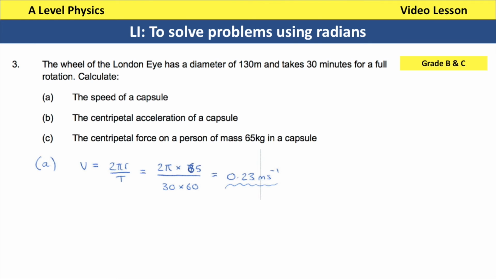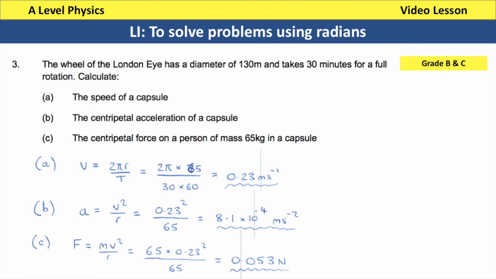We then want to work out the centripetal acceleration of the capsule. Remember, at the start of the lesson I defined centripetal acceleration as being v squared over r, so we do 0.23 squared divided by 65, which gives 8.1 times 10 to the minus 4 metres per second squared. Centripetal acceleration, of course, has the same units as linear acceleration. Then finally, we want the centripetal force. Centripetal force, F equals mv squared over r. So the mass is 65, times that by 0.23 squared, and then divide by 65. That gives us 0.053 newtons.